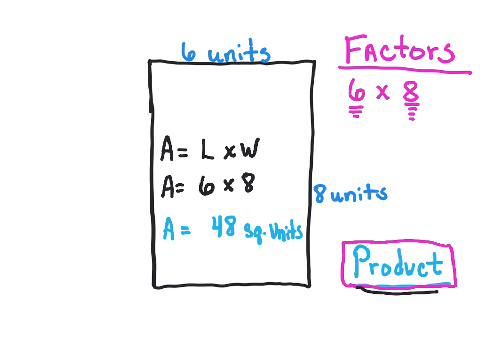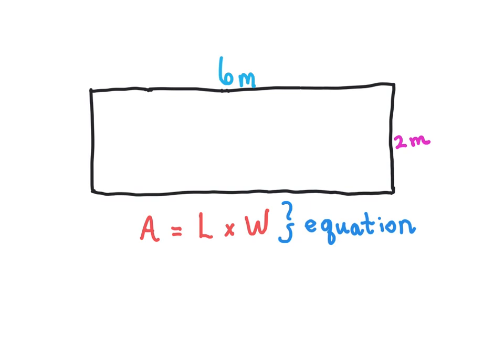And why am I calling them units right now? Well, because I don't have a unit of measure yet. I don't know what that is, so I'm just going to call it units. So the product to this problem is 48. That's the product from the factors 6 times 8. Okay, as you see here, A equals length times width. This is considered an equation because it's a way of representing how we find the area of any rectangle. The equation tells us that we can always find the area of a rectangle by multiplying the length and the width.